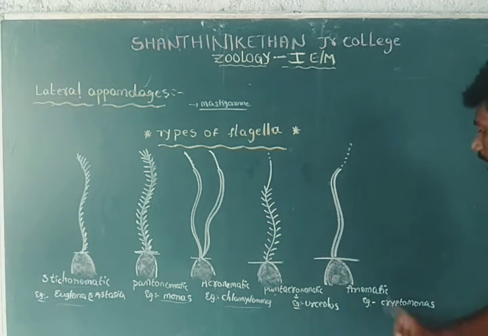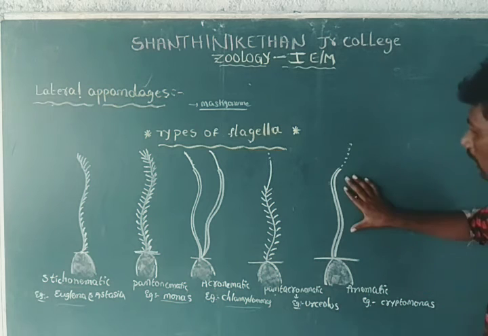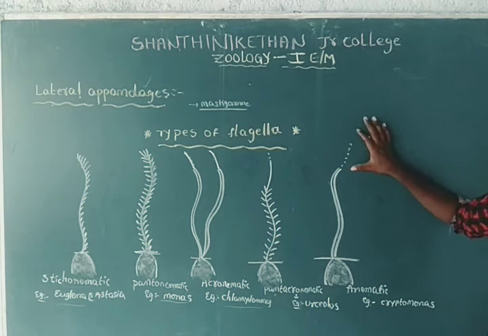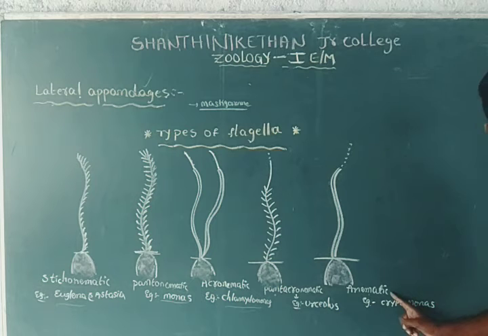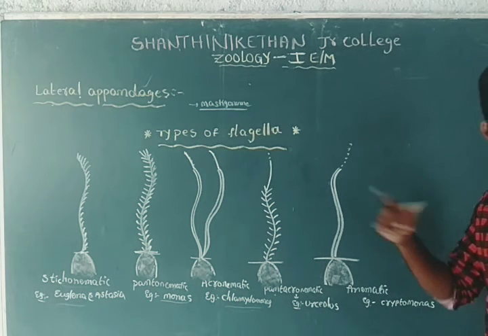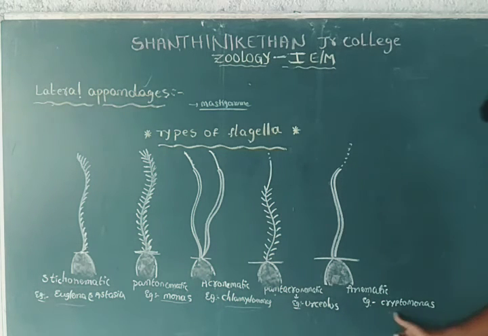And the last one is enematic. In this kind of flagellum, the lateral appendages and the terminal filament are both absent. This type is the enematic flagellum, exhibited by the organism Cryptomonas.